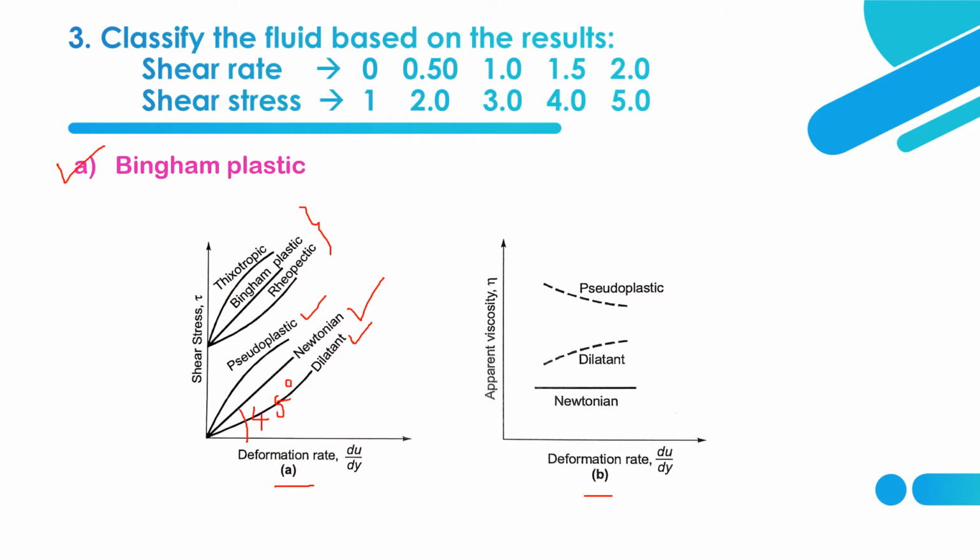And when it comes to apparent viscosity versus deformation rate, pseudoplastic behaves like this, dilatant like this, and Newtonian is just a horizontal line. So we can refer to this graph to get an idea about what type of fluid it is with respect to the given data. Now let's move on to the fourth question.